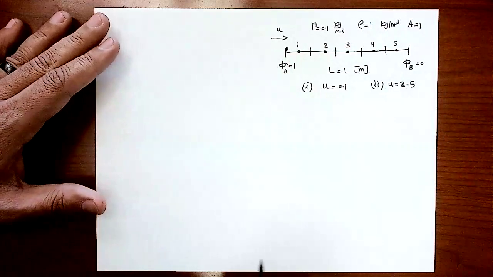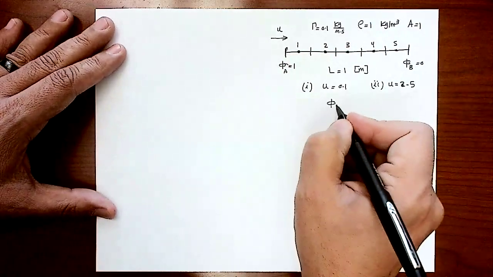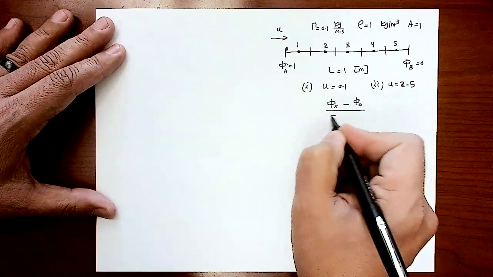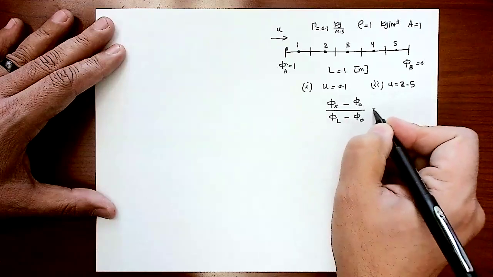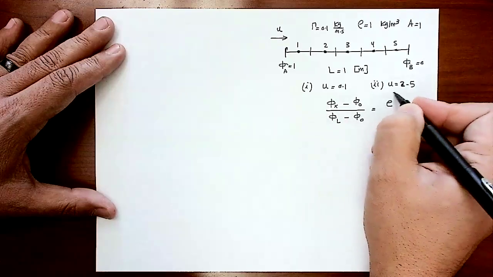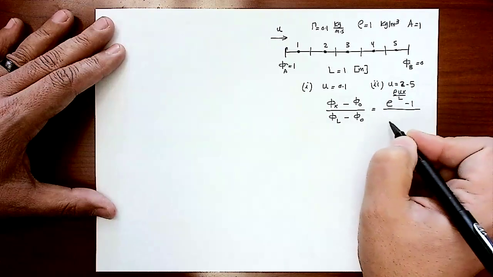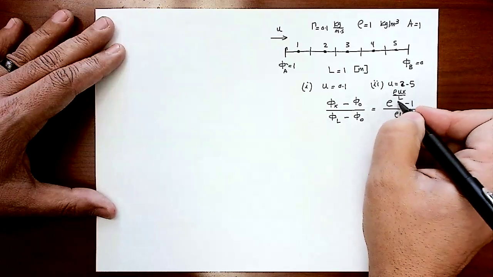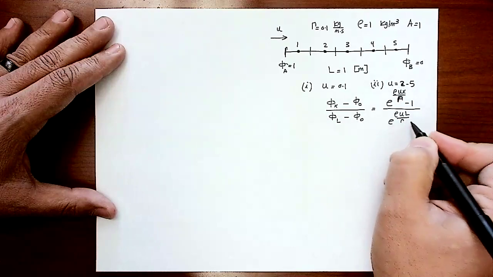We were also able to see the analytical solution, where phi at any location x minus phi at x equals 0, divided by phi at x equals L minus phi at x equals 0, is equal to e to the rho U x over kappa, minus 1, divided by e to the rho U L over kappa, minus 1.